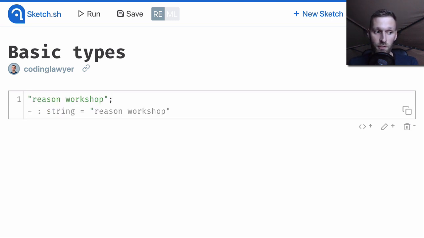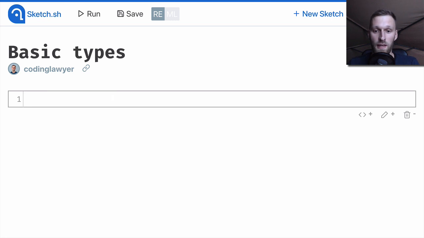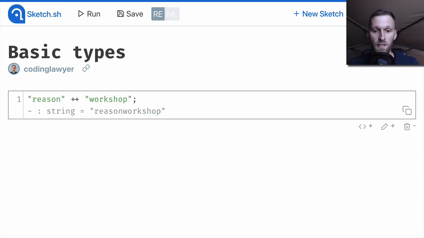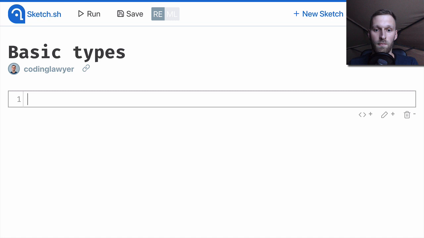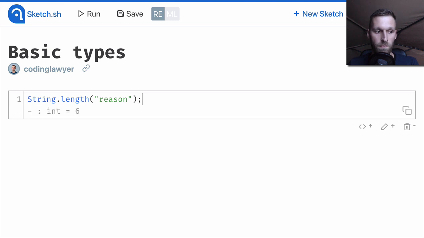So here our first string, you can see that the Reason compiler also inferred our type, so it's telling us it's a string. We can also concatenate two strings together, and you can see we use an infix double plus operator to do that. We can also use a built-in method to get the length of the string, and you can see we got 6.